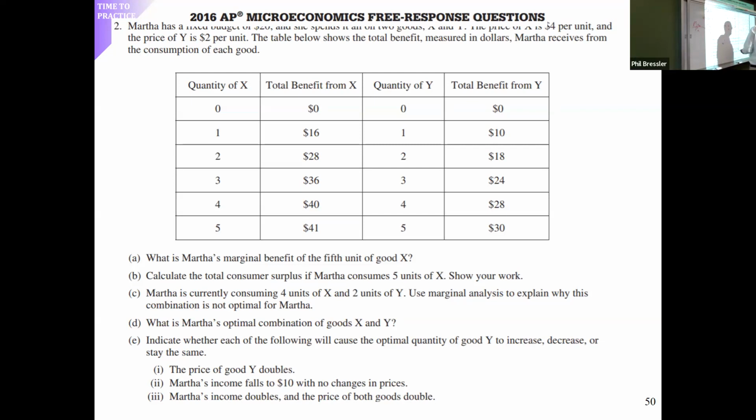We are going to end up buying less, right? If it goes 2 to 4, like this would be 2.5. This would, so you're going to have less here. If Martha's income falls by $10 with no change in prices, more or less of good Y?